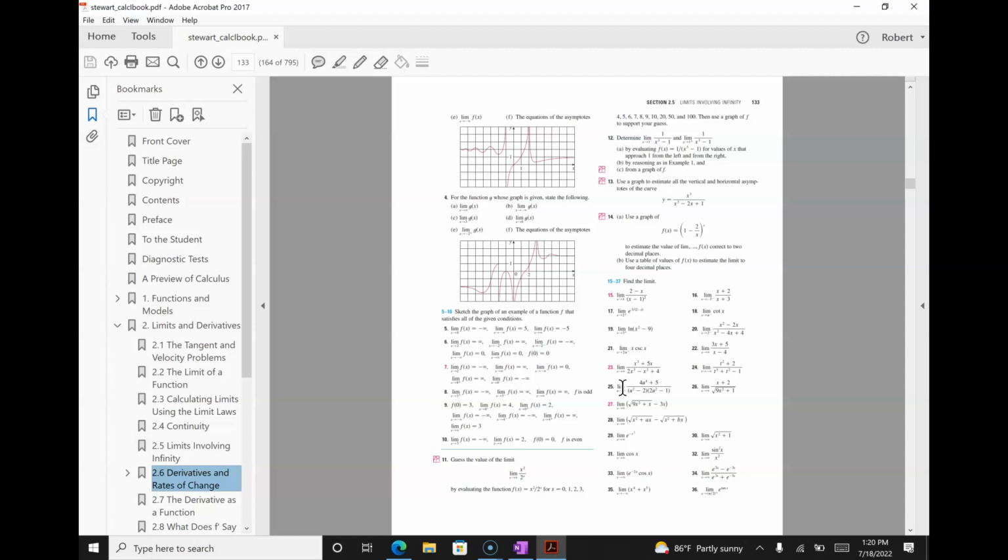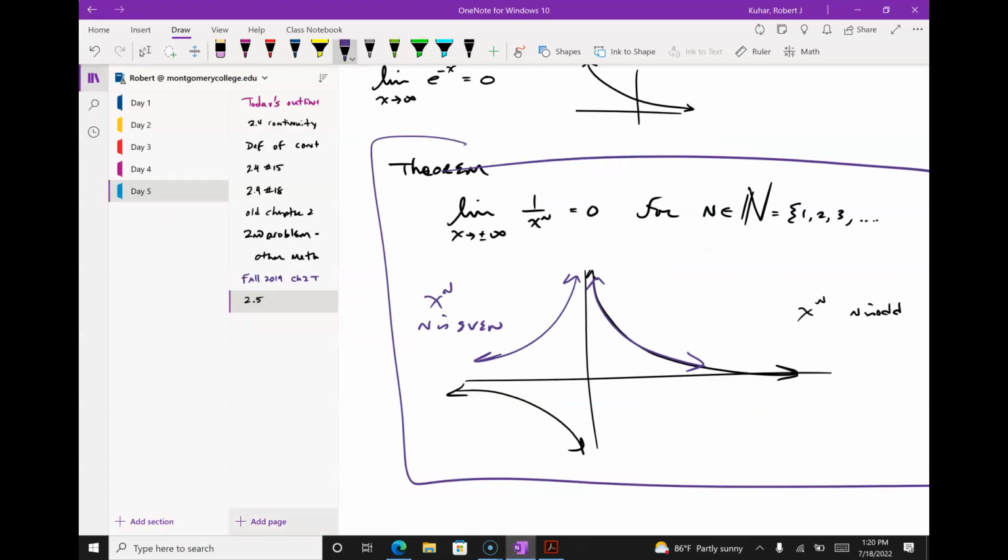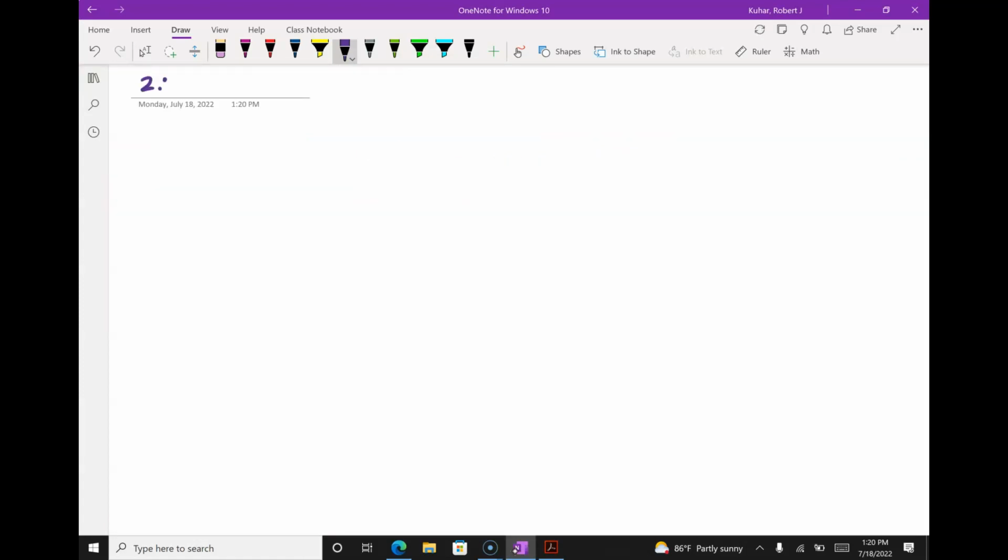Let me do 22. 22 and 30 I'll do. So I've got the limit as x goes to infinity of 3x plus 5 over x minus 4.